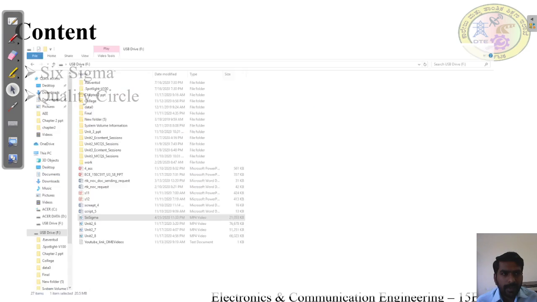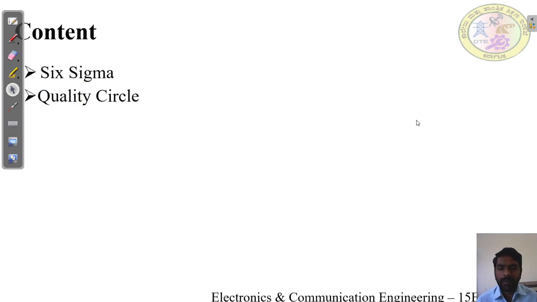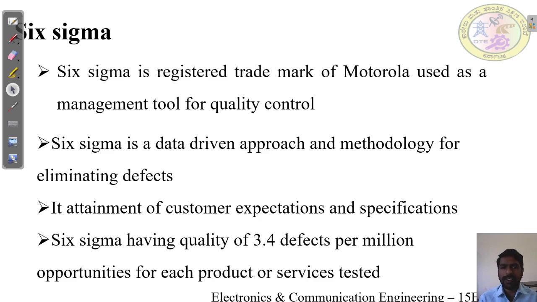See, this animated video is developed by Simplilearn. It is available on YouTube. I'm just showing it to help you understand Six Sigma in animation. See, Six Sigma was developed by the Motorola company. In that animation, it showed it is a trademark of Motorola, and it is used for management for quality control. And Six Sigma is a data-driven approach.